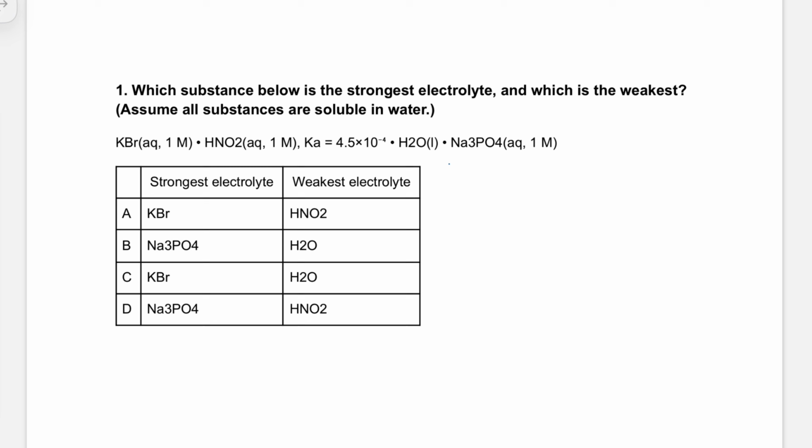This video is going to be on equilibrium. So let's start with the first question. Which substance below is the strongest electrolyte and which is the weakest?